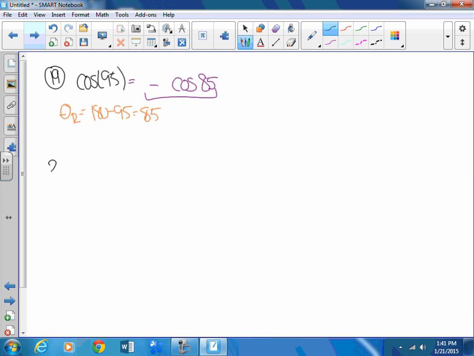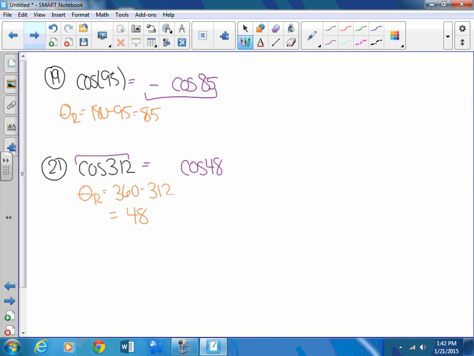For 21, we were given the cosine of 312. 312 is in quadrant 4. So we need to find our reference angle, doing 360 minus 312. So my reference angle is 48. So when I rewrite this using my reference angle, it's going to be the cosine of 48, and I don't need to worry about a sign. All right, 312 is in quadrant 4 where cosines are positive, and cosine of 48 is positive, so it's all good.